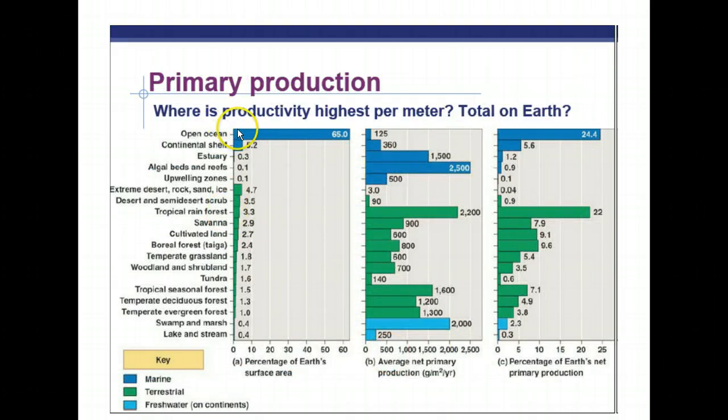Primary production, open ocean, covers the most part of the Earth's surface area. It also has the most amount of primary production, or converting carbon dioxide into things like sugars during photosynthesis. The second most is the tropical rainforest. Now, the tropical rainforest, even though it doesn't cover that much of the planet's surface, trees are very good at doing photosynthesis, and they do a lot of primary productivity.